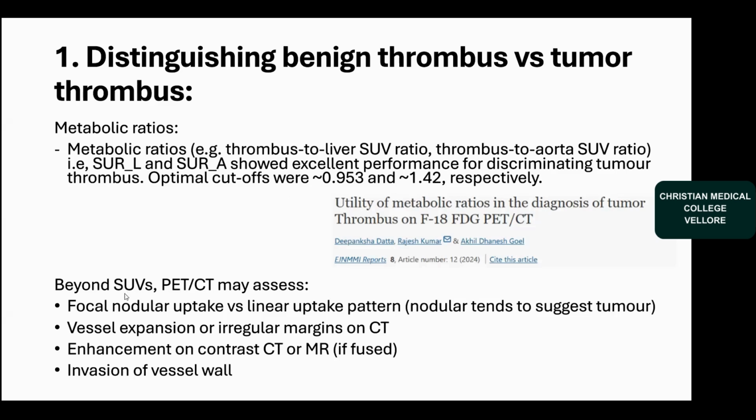Not only SUVs and these ratios, we can also see other things. If it's a focal nodular uptake, it is more in favor of a tumor than a linear uptake. If there is vessel expansion or irregular margins on the CT component, or contrast enhancement, or invasion of the vessel wall, all these point to a tumor thrombus.